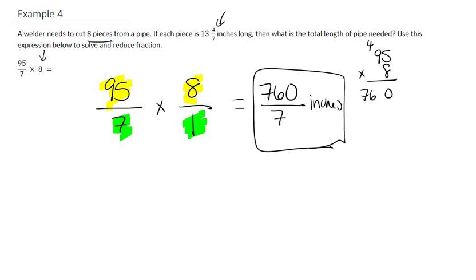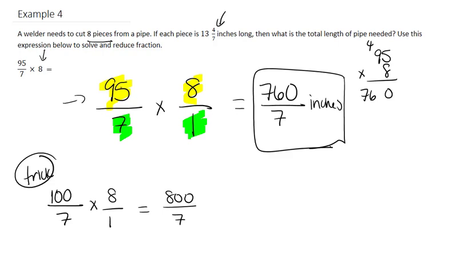Now, another way when you are doing these kind of problems, you can kind of start to estimate. So we see that this is 95, which is really close to 100. So what you could do is just go ahead and say 100 over 7 times then 8 over 1. Now 100 times 8 is just going to be 800 over 7. Now this isn't our answer at all, but this is our trick.